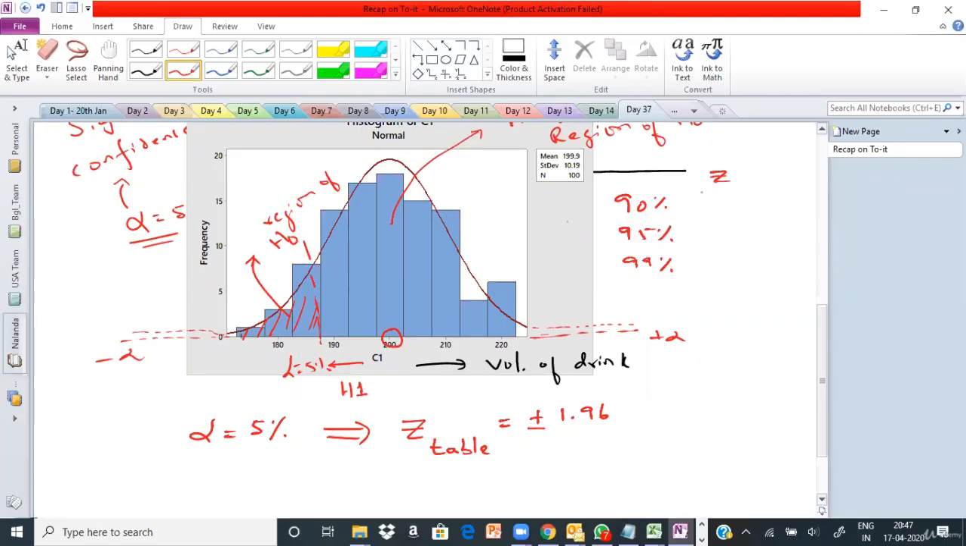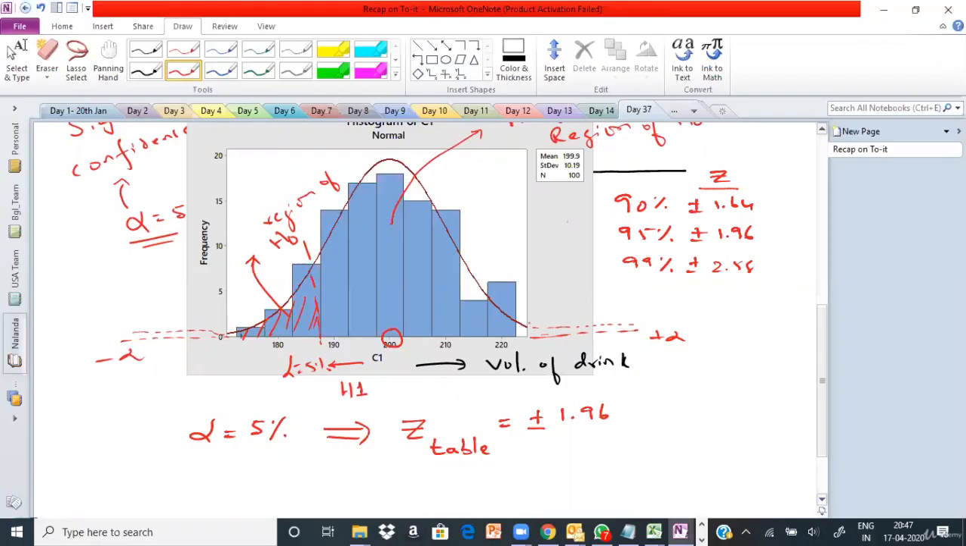What is the Z value? I talked about this. This is plus or minus 1.64. This is plus or minus 1.96. This is plus or minus 2.58 something. Remember? I told you, you have to remember these values. Not necessarily every time you have to go and open the Z table and see it.